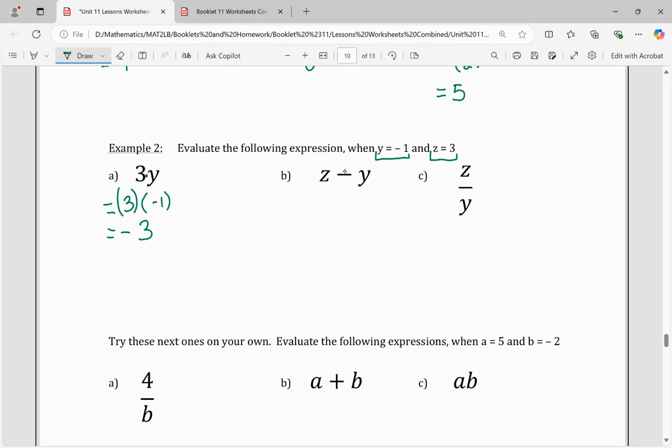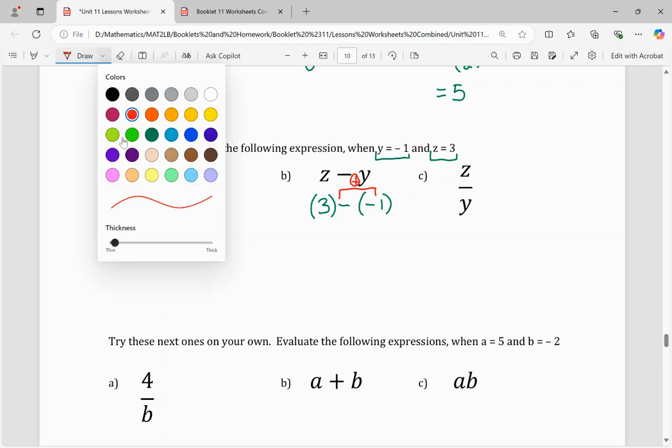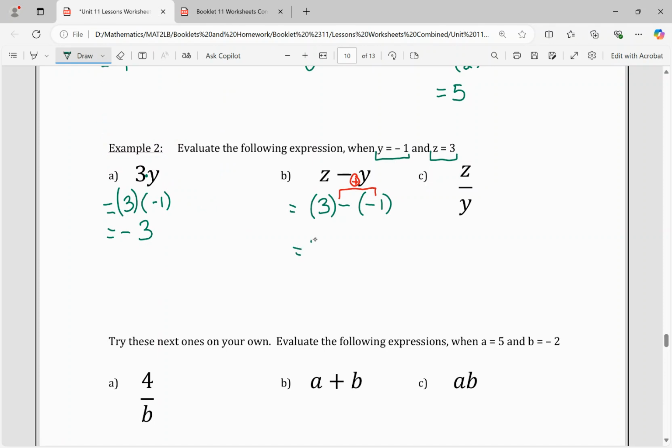Here in example B, we have z minus y. Now, z is 3, so we put 3 in for z, and minus y, which is -1. Now here, the fact that I'm using brackets does make a difference, right? So this allows us to really see that when I have two negatives next to each other, that's going to make a positive. So make sure that you're always using brackets when you substitute. Like I said, sometimes it makes a difference, sometimes it doesn't, but better safe than sorry. So we're going to rewrite this as 3 plus 1, which is equal to 4.